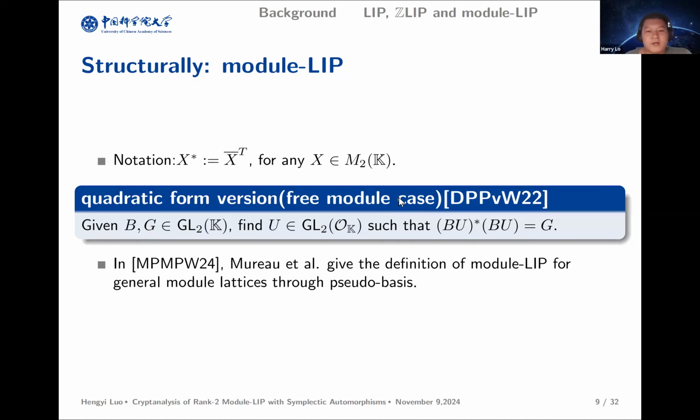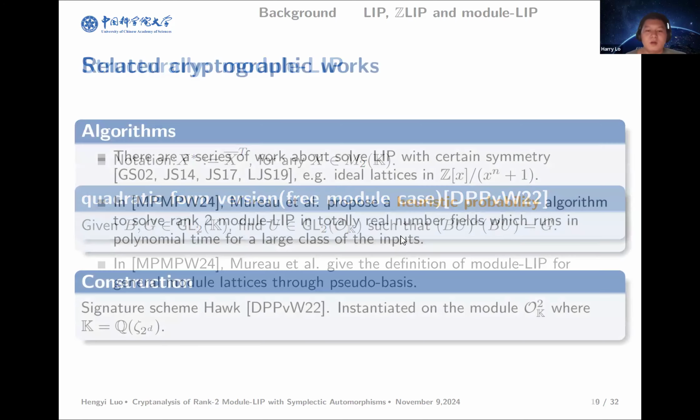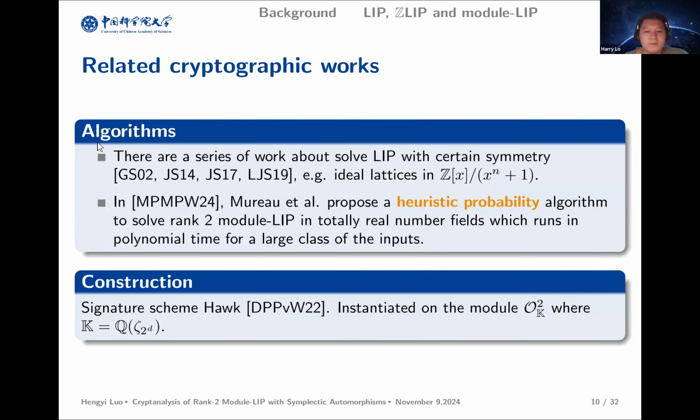For rank 2 free modules, the quadratic form version of module LIP can be stated as follows. Given B and G in GL_2 over K, the task is to find a U in GL_2 over O_K so that (BU)* times BU equals G, where the star denotes the conjugate transpose. The definition of module LIP for general module lattices was given by Mureau et al. Not much work has been done on module LIP.